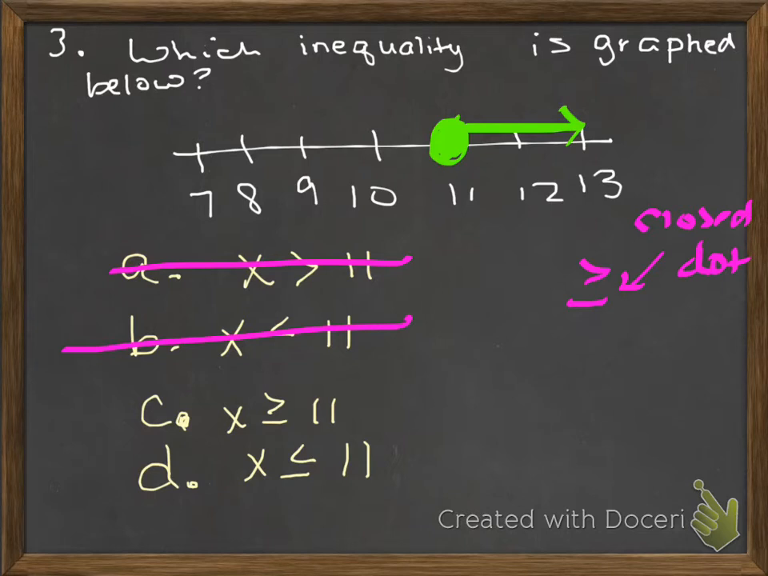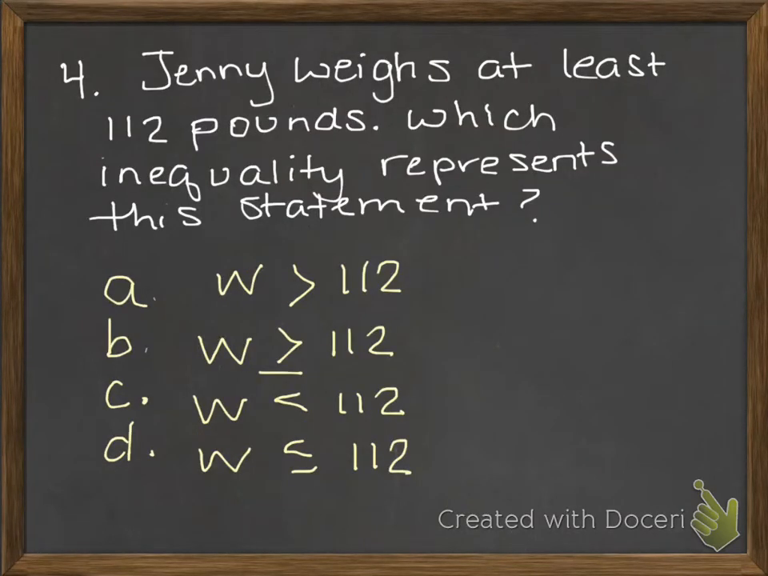So x is all the numbers that are going to be greater than or equal to 11. So that means that our correct answer is going to be C: x is greater than or equal to 11. Onward to number 4. Number 4 says that Jenny weighs at least 112 pounds. Which inequality represents this statement?